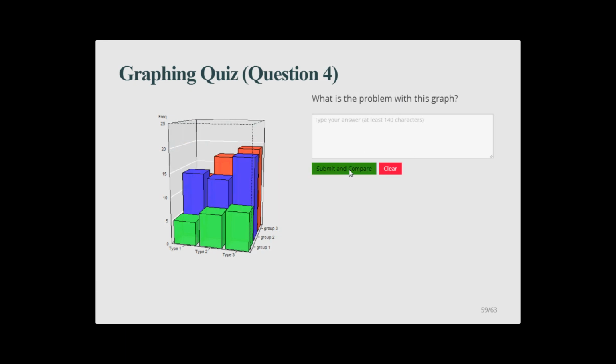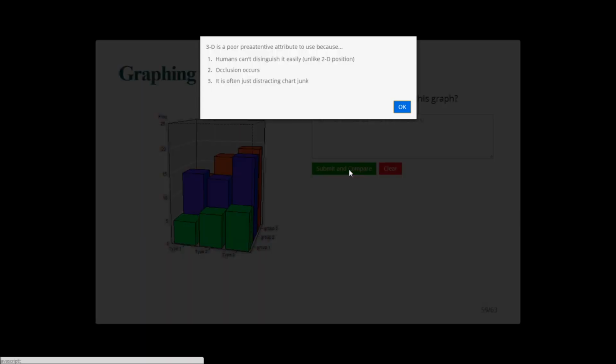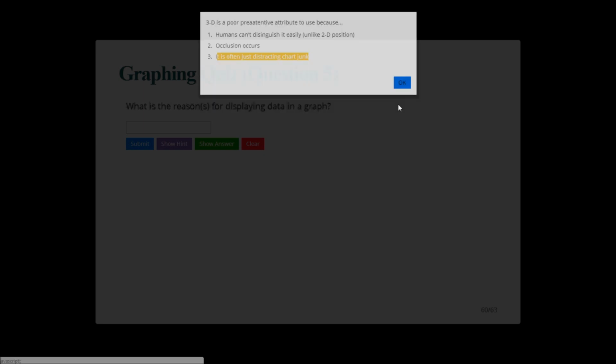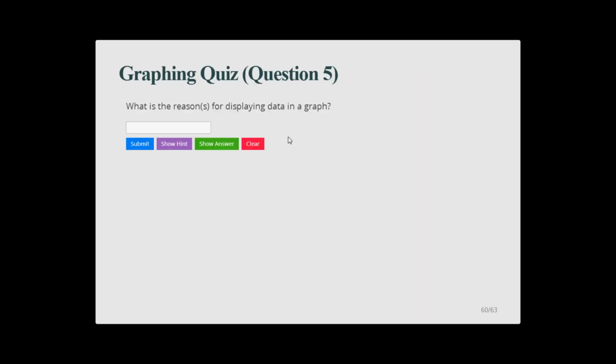What's the problem in question 4? What's the problem with this graph, this 3D graphic? And in this graphic we have the problem of occlusion, where bars are hidden behind other bars. It's very difficult with three-dimensional figures to determine which bar is longer or which dot is closer. It's much more difficult with the third dimension added, because we're not so good as human beings at determining three-dimensional pre-attentive attributes.